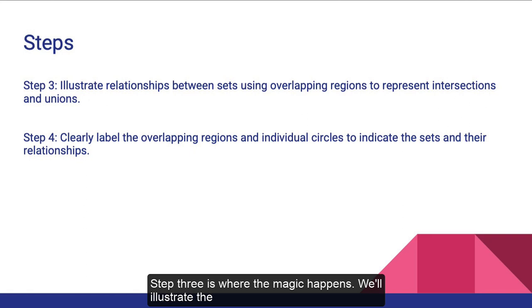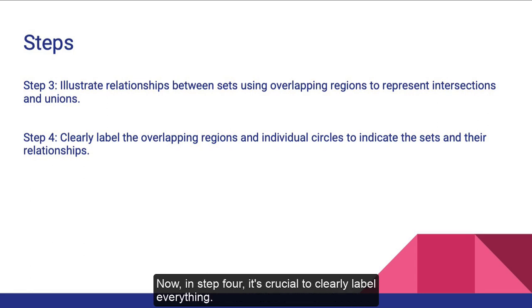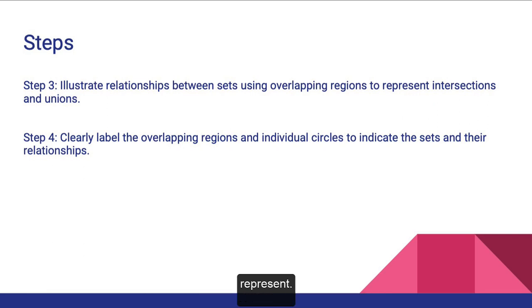Step 3 is where the magic happens. We'll illustrate the relationships between sets using overlapping regions. These overlapping regions represent the intersections and unions between sets. Now, in step 4, it's crucial to clearly label everything. Label the overlapping regions to indicate which sets intersect there, and label the individual circles to show which sets they represent.